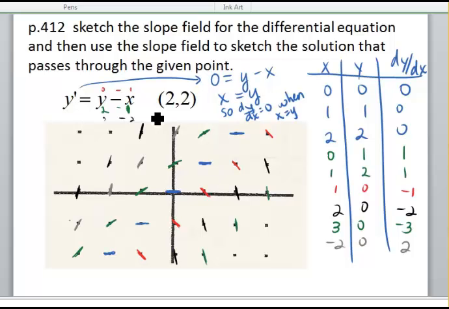Now, what I'm going to do is find the particular solution that goes through 2, 2. 2, 2 is right here. So when I try to draw in that curve, I'll do that with a highlighter. It would look something like this, and then curve down something like this. We could say it's in that general position.